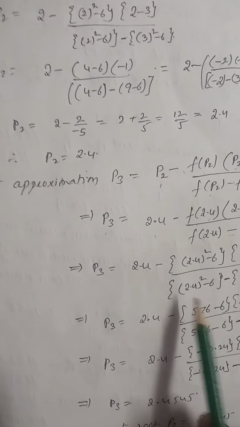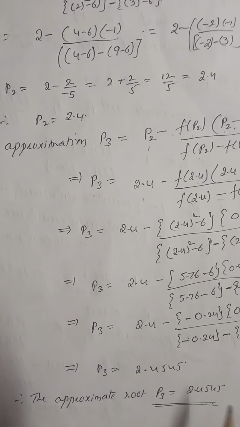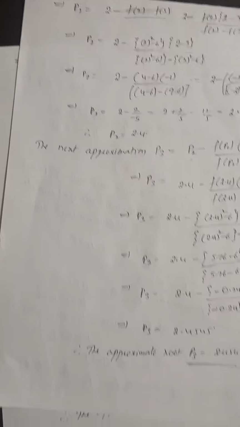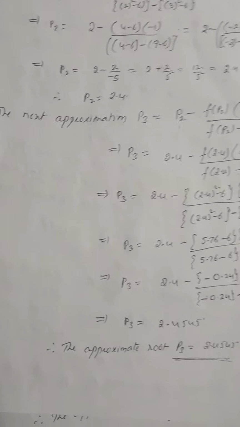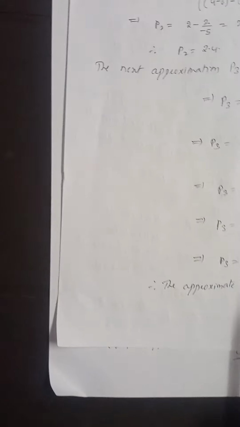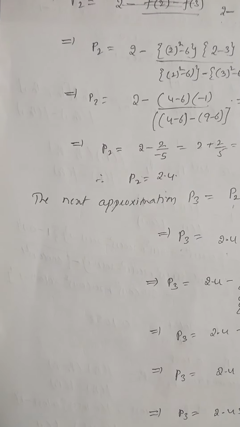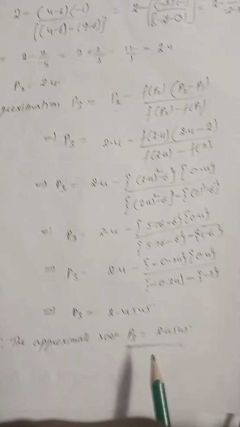Again we are simplifying this one. We got p3 is equal to 2.4545. Since they asked to find the value of p3, we stopped here. If we have to find the value of p5, we have to repeat the same process further. p4 we have to find out and p5 also. Therefore this is called the better approximate root of the given function.